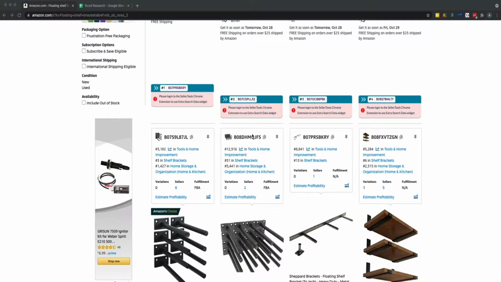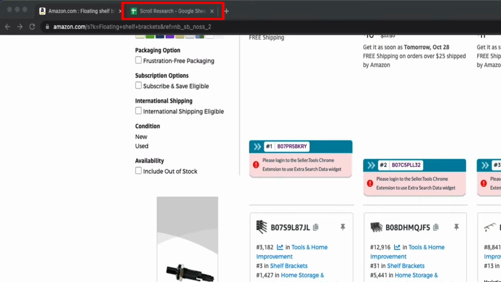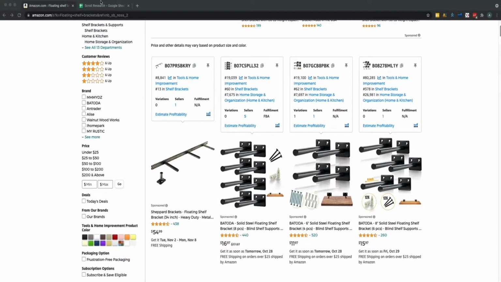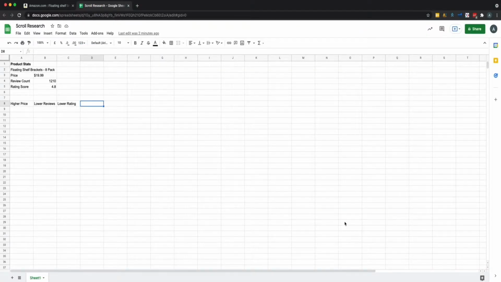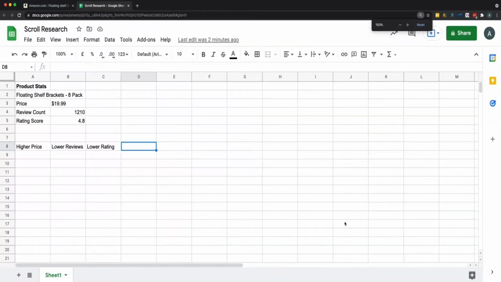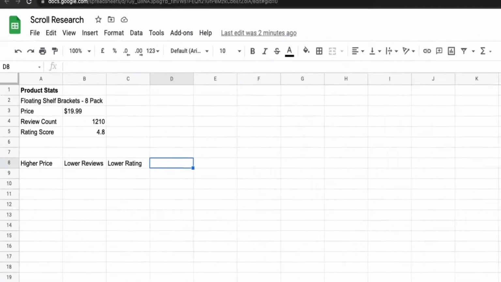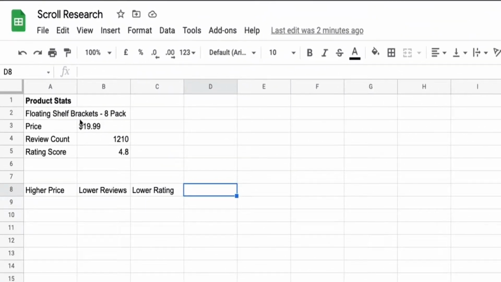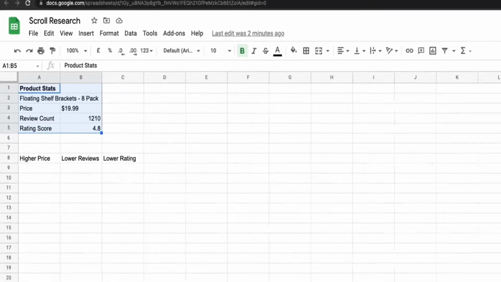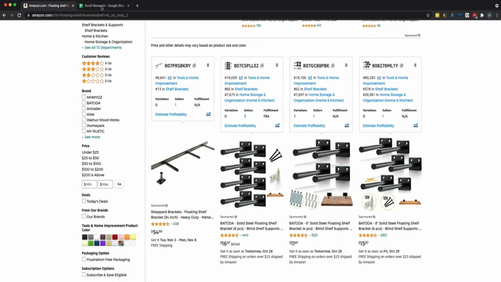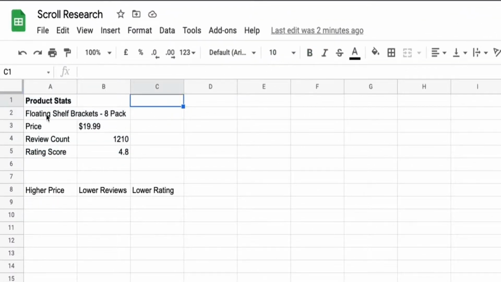We're going to be scrolling, taking note of a few things on here. I have a sheet set up on this side to outline what we're going to be looking for. So I'll hop into the sheet here. Let's go ahead and zoom in really quickly. For instance, if I was selling floating shelf brackets, that was one of my products. First off, I always like to put product stats just for visibility. It's a lot easier for us to look and see exactly where our product stands as opposed to all of our other competitors that are in here. Okay, so floating shelf brackets, we are selling an 8-pack.